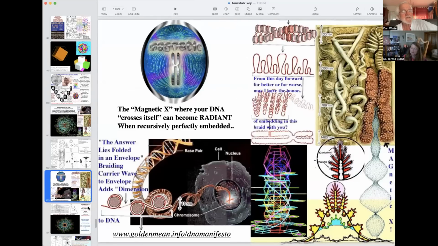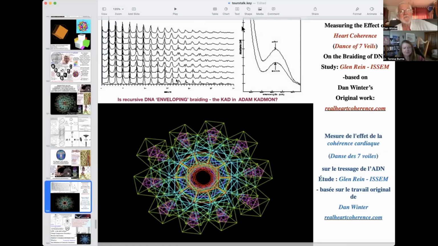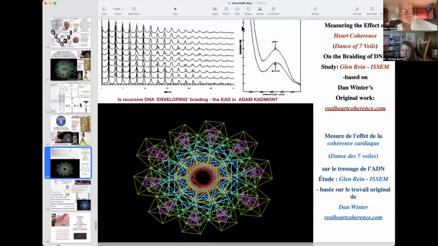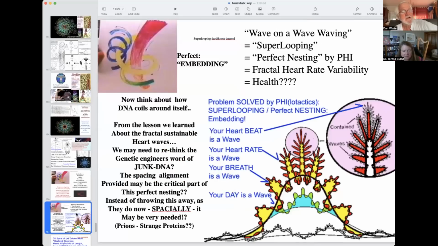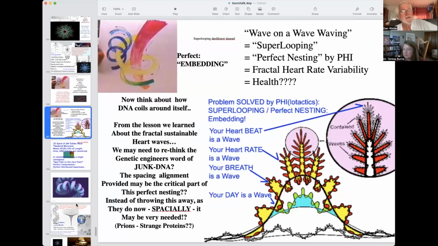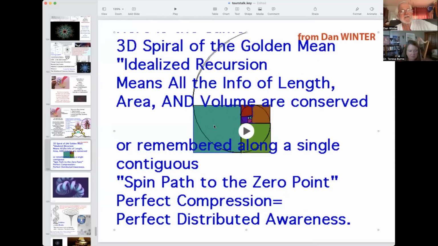And that embedding, that nesting here, if you see it in DNA, at the climax point of that 7 spins of braiding process, here's the measurement of the DNA responding to heart coherence by the zipper, the enzyme that causes it to braid. Glen Rein did these measures, that at the 7th recursive spin braid on the braid, inhabiting that tornado, you get this process where the DNA actually turns inside out.